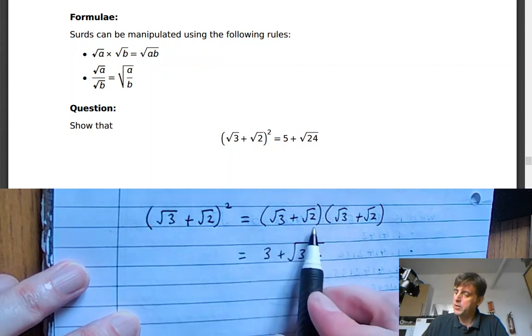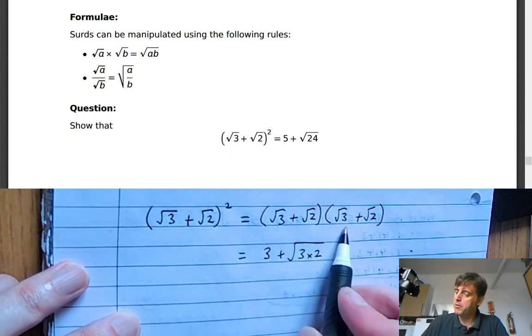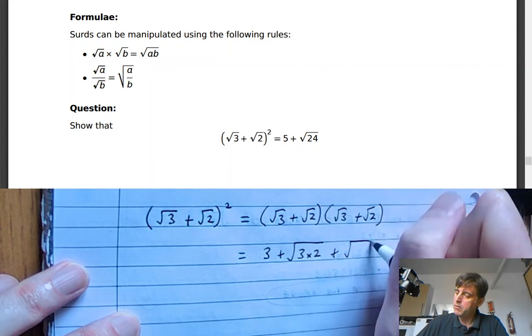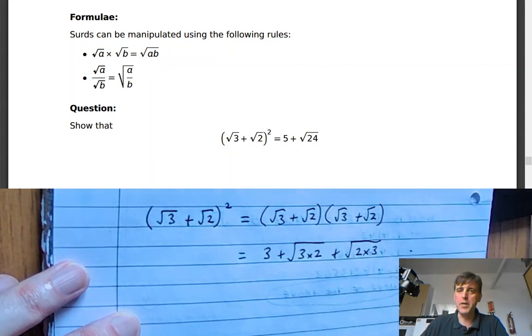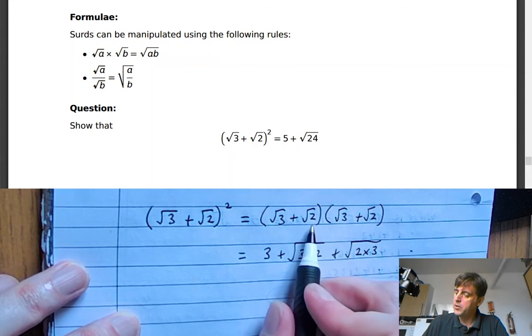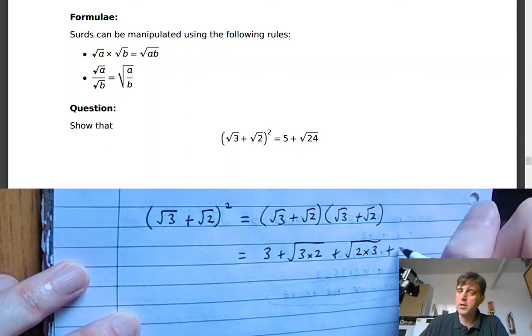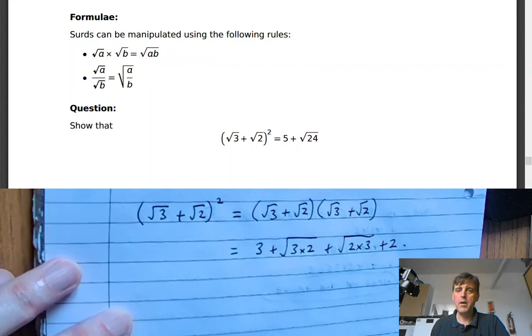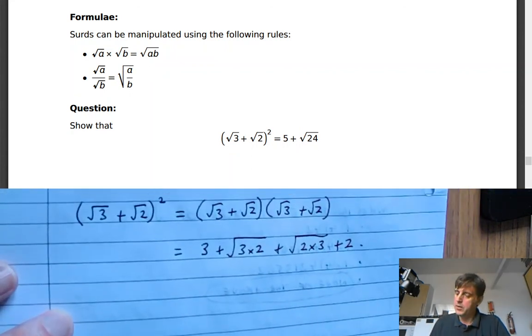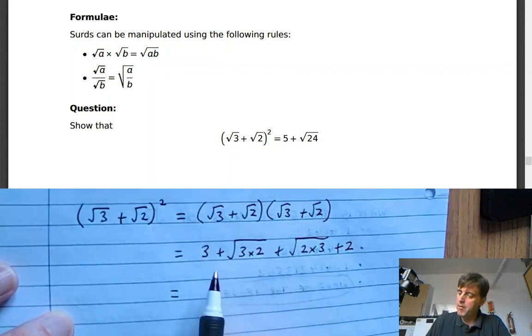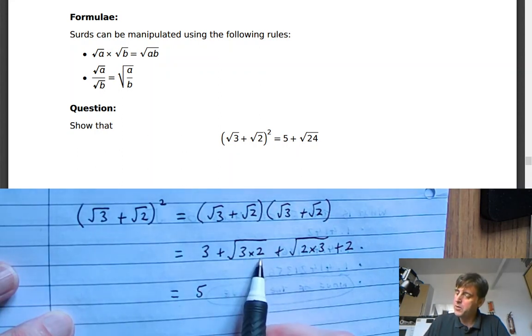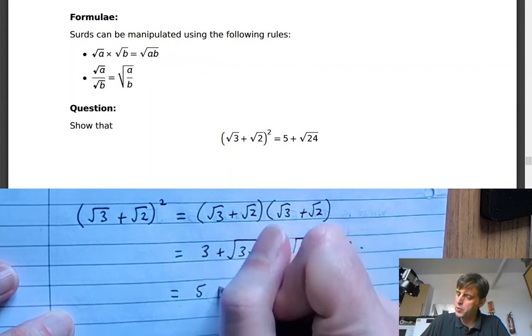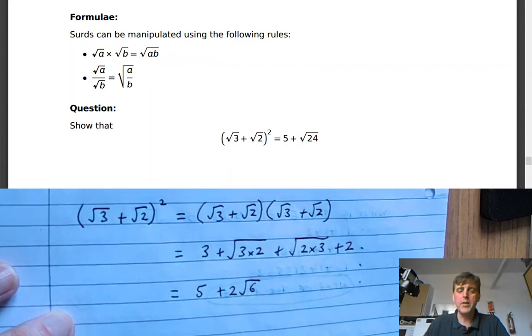So next term we want is the root 2 times the root 3. So we've got 2 times 3 inside the square root here. And then finally, the last term, root 2 times root 2, which is of course just 2. Okay, so let's continue. I can certainly collect the 3 and the 2 together to make 5, and I'm happy about that because I can see 5 is part of the answer I want. Here I've got 3 times 2 is 6, and of course 2 times 3 is also 6, so I've ended up with 2 root 6 here.